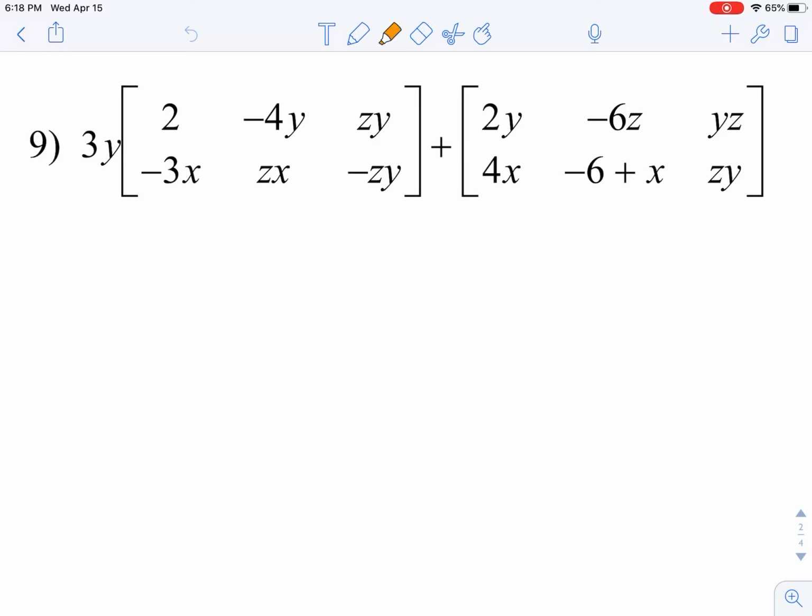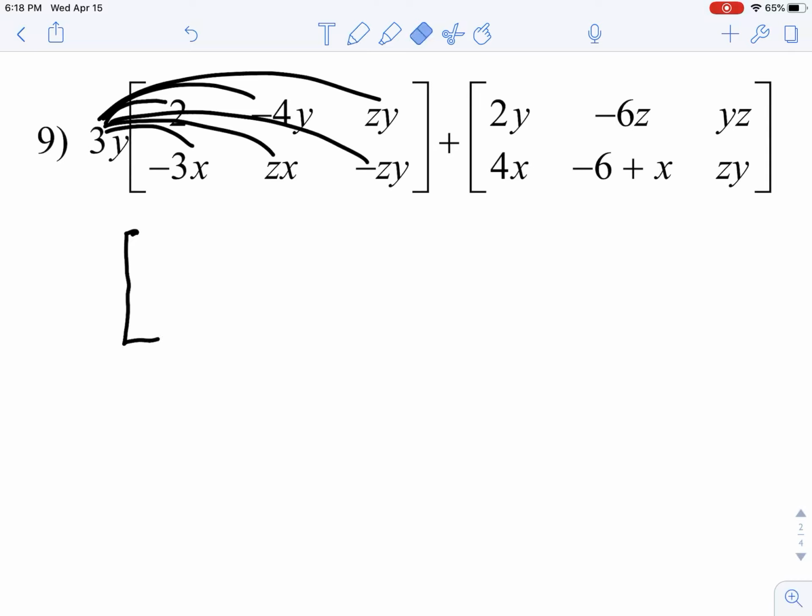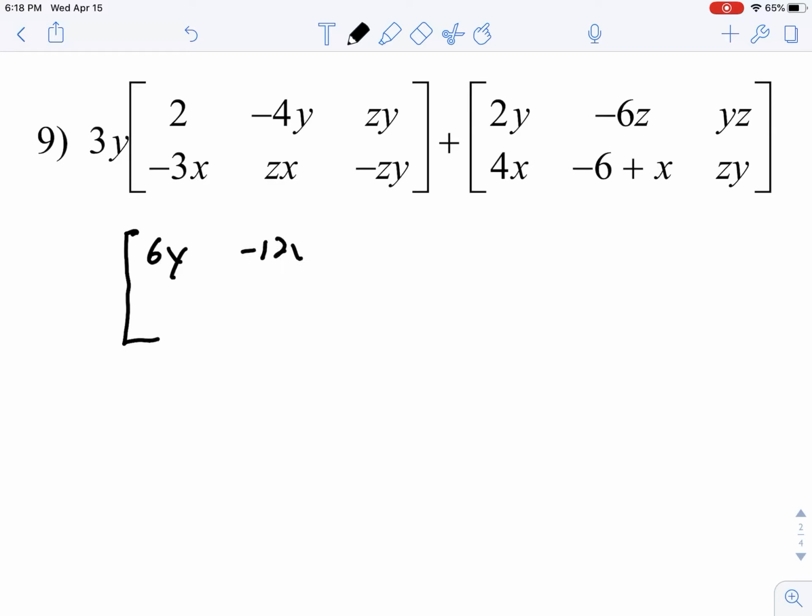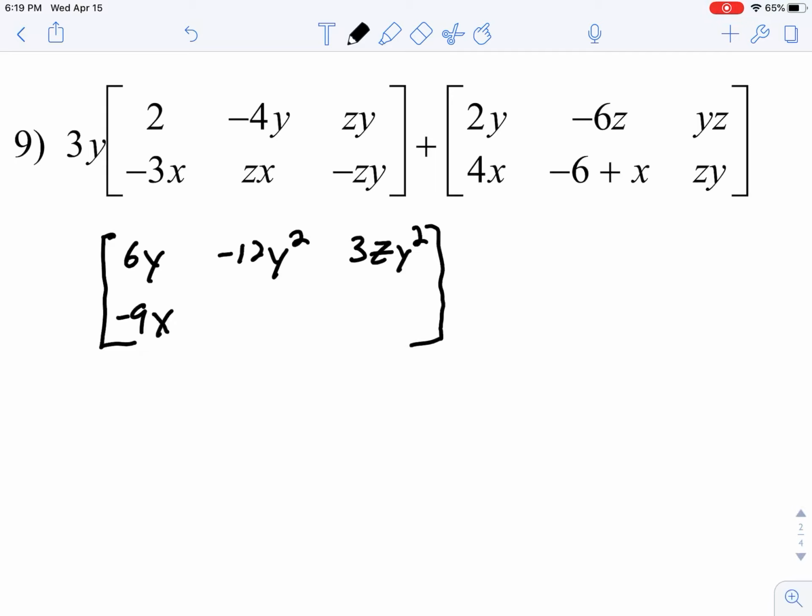So we have scalar multiplication right here and addition. We follow regular order of operations, so I'm going to multiply first. I need to distribute this 3y into everything in that matrix. So what is that going to give me? It's going to give me 6y, negative 12y squared, 3zy squared. Then the bottom row is going to give me negative 9xy, 3zx, negative 3zy squared. So if I distribute that to everything, like I said, that's what I should get.